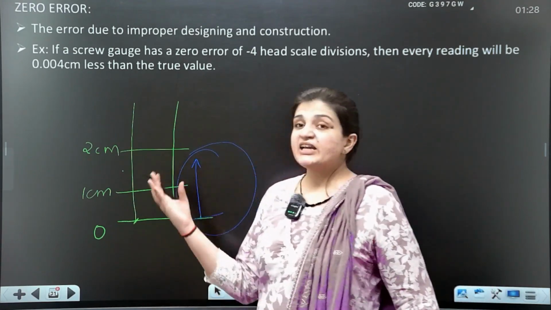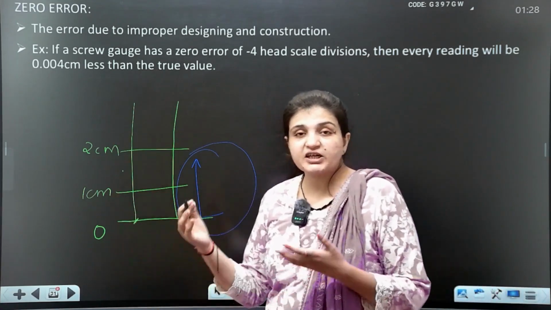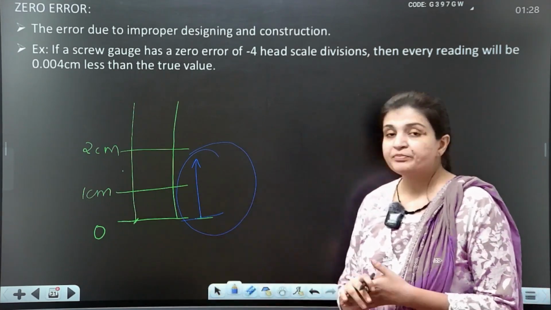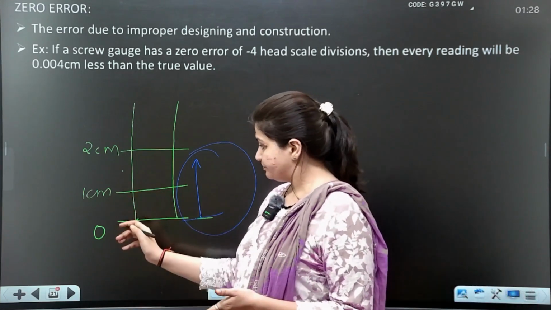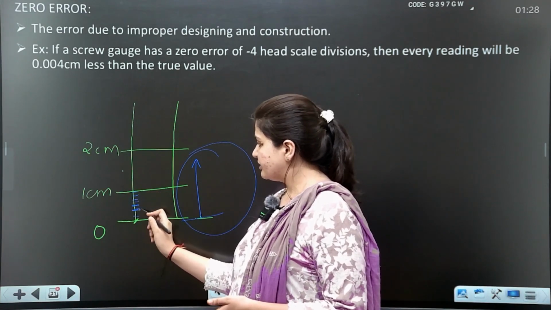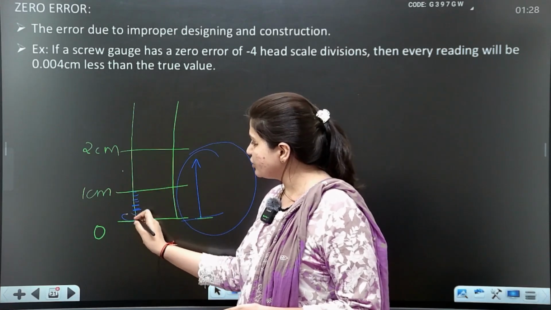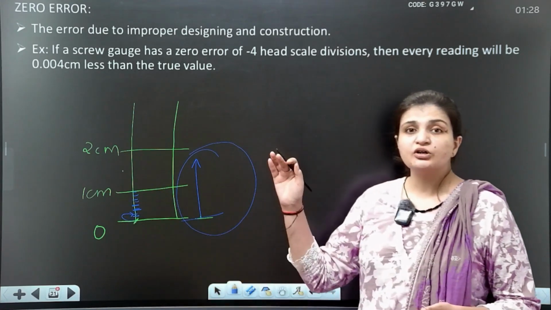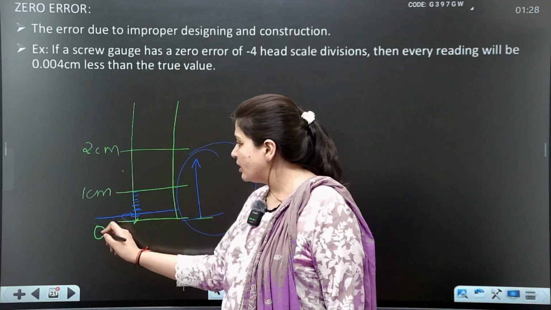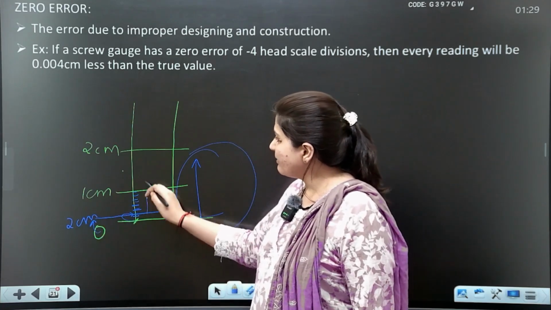But by chance, due to overuse of the setup, overuse of this instrument, this 0 has been shifted. Let's say we have various readings in this least count. So this 0 has been shifted, increased by two more readings. This 0 has been increased to plus 2. So now the value will come out from here.